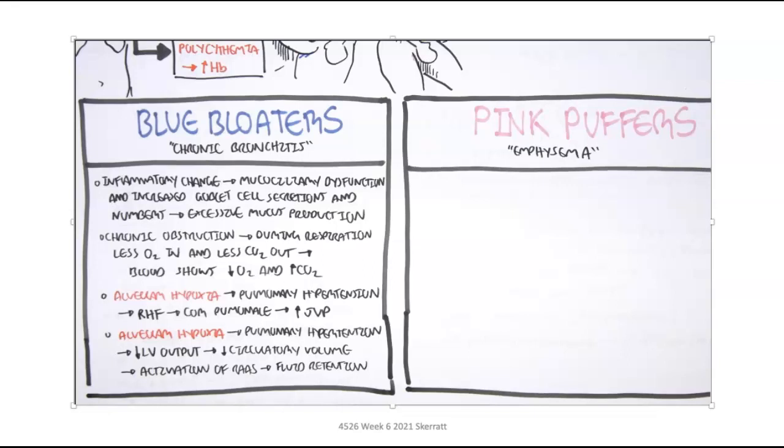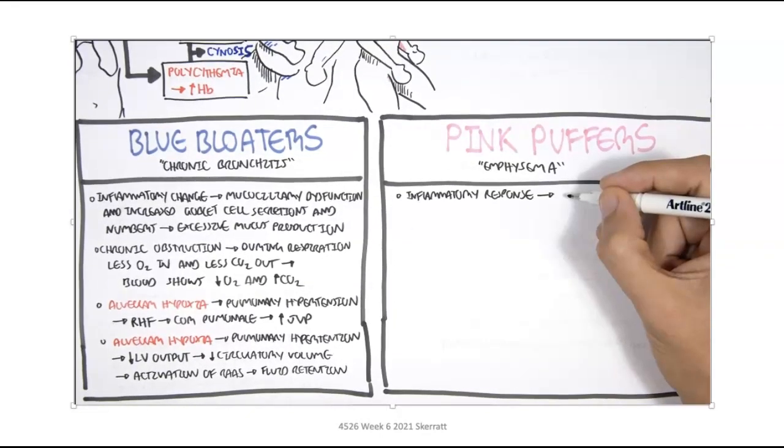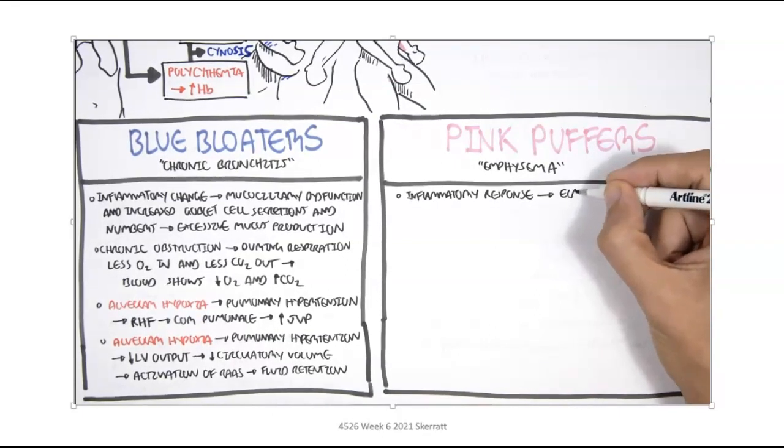Emphysema patients are known as the pink puffers. Very skinny, with muscle wasting, but a prominent thoracic cage, barrel-chested. And we will see why.